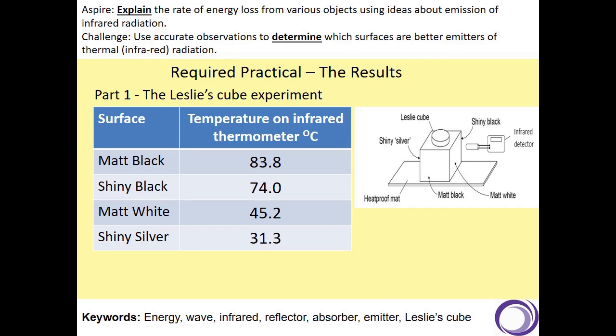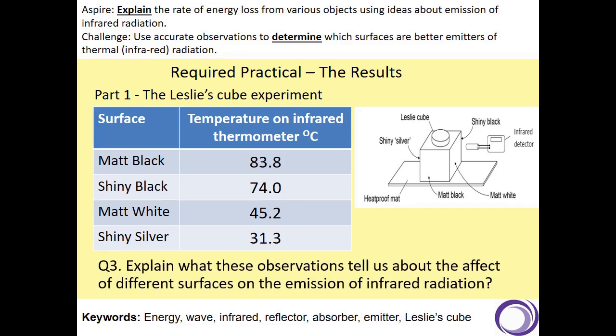So part 1 then, the Leslie's cube. Quick diagram just to remind you: metal box, different coloured sides, stopper in the top, hot water from the kettle, infrared detector, so it can measure the amount of infrared radiation that is being emitted. So question 3, explain what these observations tell us about the effect of different surfaces on the emission. So you need to talk about the different colours and talk about which are emitting the most.